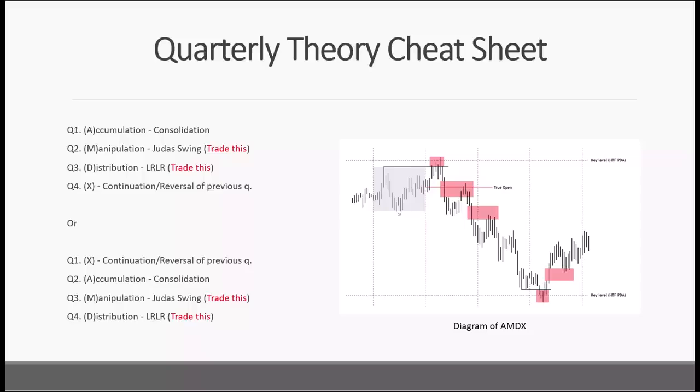However, the rules for the true opens are static, they don't change. The opening price of Q2 will always be its true open. So if the profile that you're looking at is XAMD, even though accumulation takes place during Q2, you will use the opening price of Q2, which is its true open, to gauge the Judas swing, which will present itself more times than not in Q3.